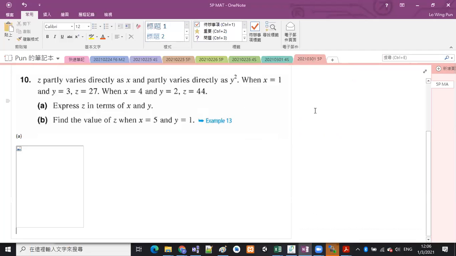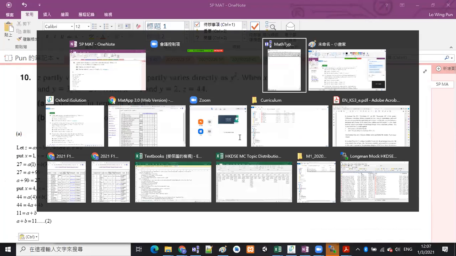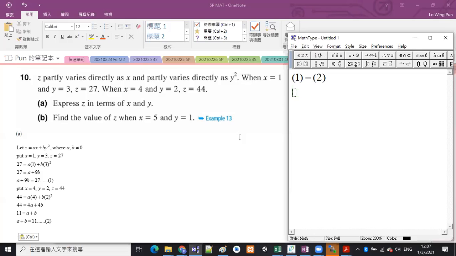So let me paste it here. And then notice that the a terms are exactly the same. 1a and 1a in equation 1 and 2. So we are going to do the subtraction of the equations using equation 1 minus equation 2. Okay? For the a column, a minus a cancelled. For the b columns, 9b minus b becomes 8b. And then for the right-hand side, we have 27 minus 11, so that is 16. Okay, and then we can easily calculate the value of b to be equal to 2.